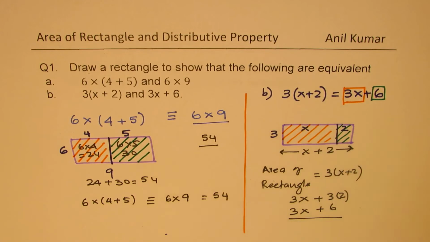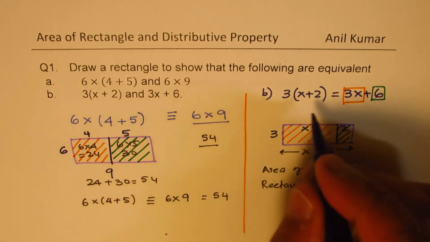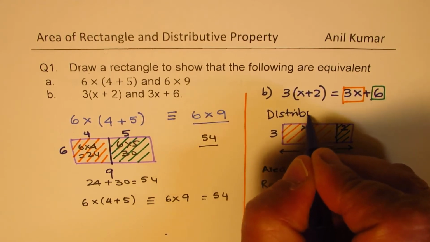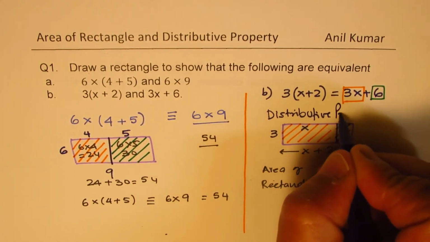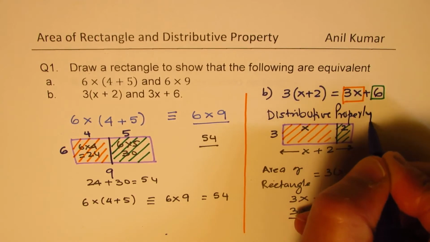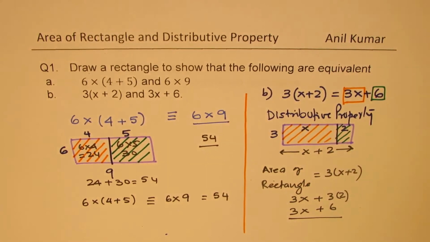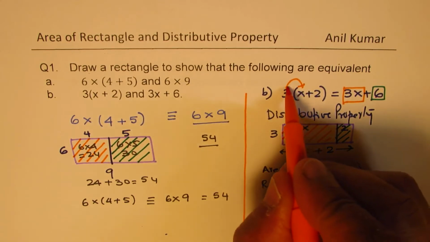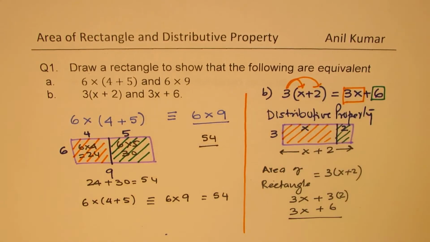Now this property is called the distributive property, right? So based on this, we'll have more examples. You first multiply 3 with the first term, and then the second term within the brackets, right?